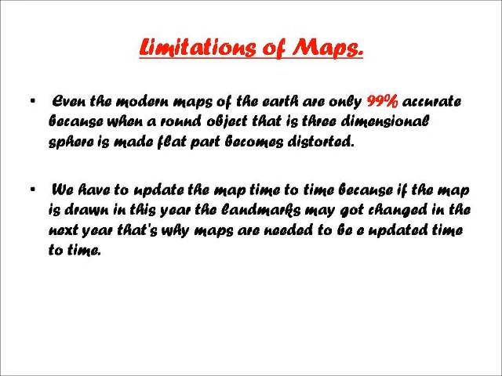Limitations of maps. First, even modern maps of the earth are only 99% accurate because when a round object that is a three-dimensional sphere is made flat, it becomes distorted. Second, we have to update the map regularly because if the map is drawn this year, the landmarks may change in the next year. That's why maps need to be updated from time to time.